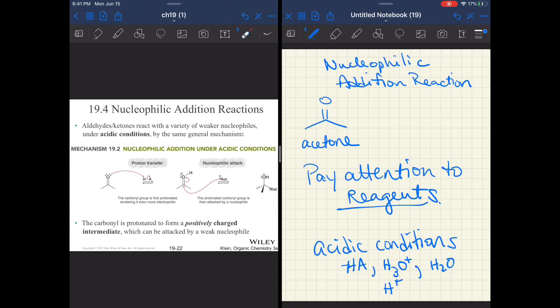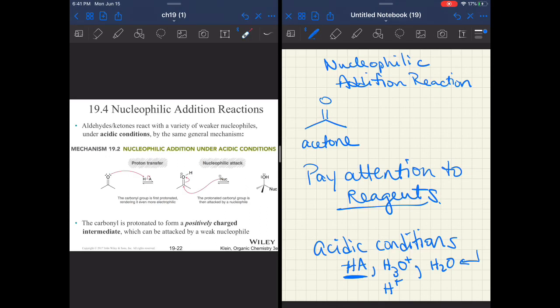OH minus will not be there. Do not bring OH minus in. If you need a base, water is your friend. Okay, so you may see this abbreviation as we go forward.